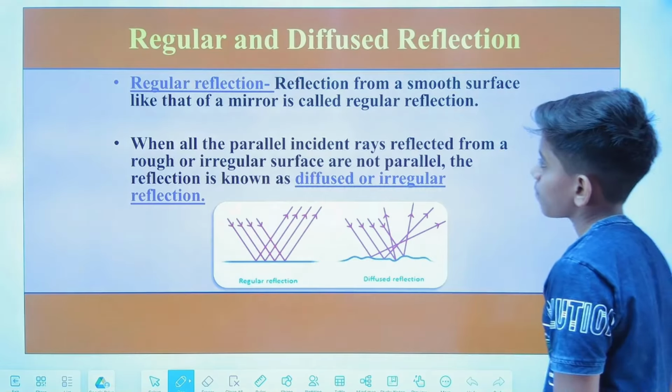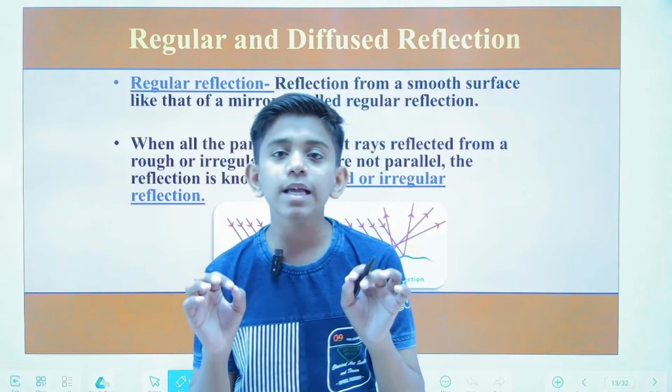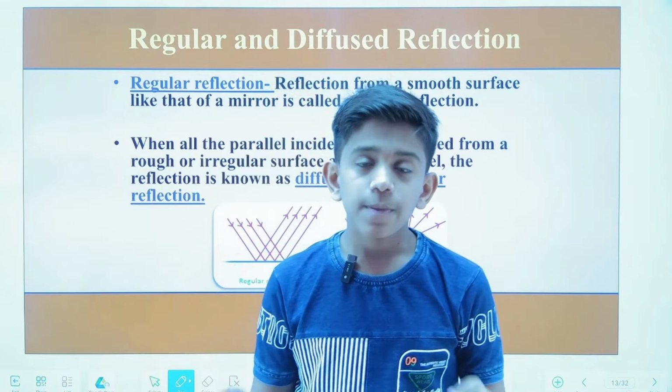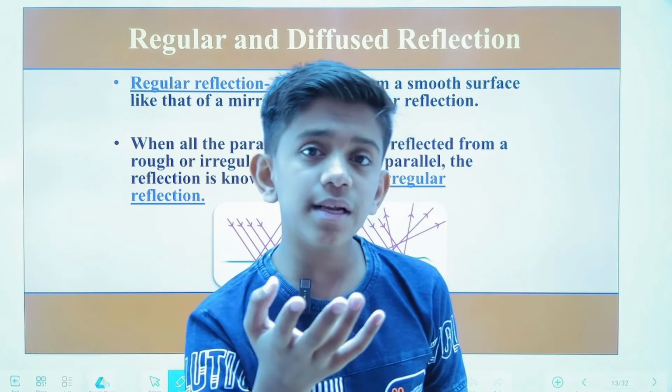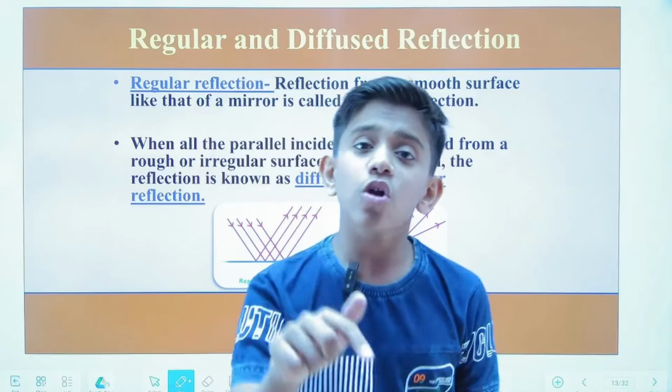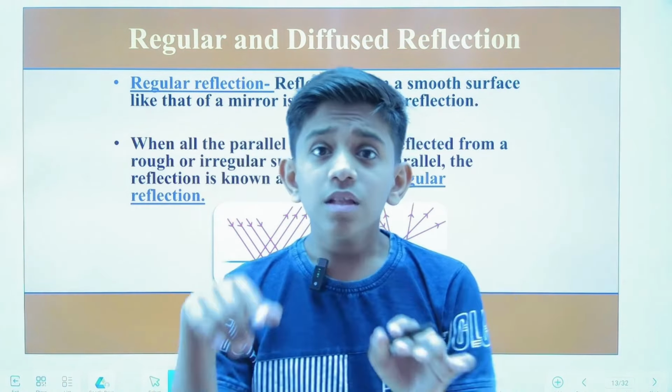Check it out. Now we learned about the reflection. The bouncing back of the ray from an object or a smooth surface is known as reflection. But we have two types of reflection. First, regular reflection: reflection on a smooth plane. Take the example of a mirror. A mirror is a smooth surface, so reflection on a mirror or a smooth surface is nothing but regular reflection. But the reflection on a rough surface is known as diffused or irregular reflection.